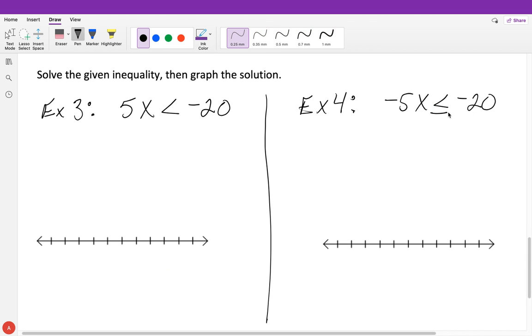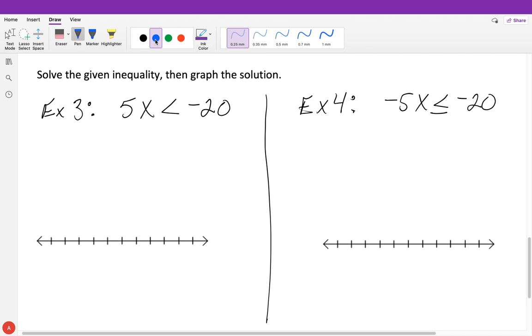it for this video. All right, so here are these two examples. I made them to be very close on purpose, so this way we can talk about the difference between when we're dividing or multiplying by a number versus when we're dividing or multiplying into a number. So in both these cases, we have 5x. Well, 5x is less than negative 20, and negative 5x is less than or equal to negative 20.